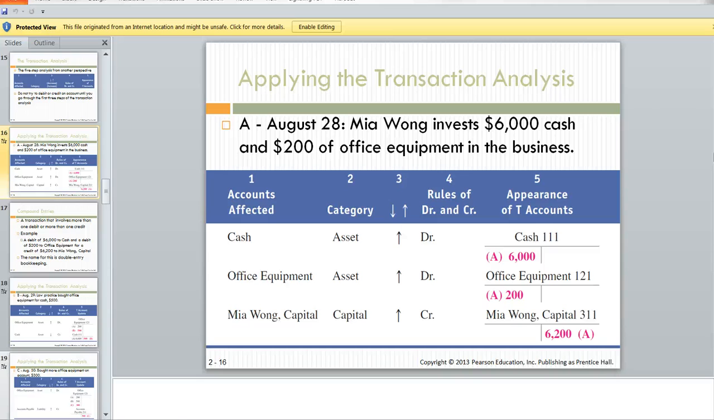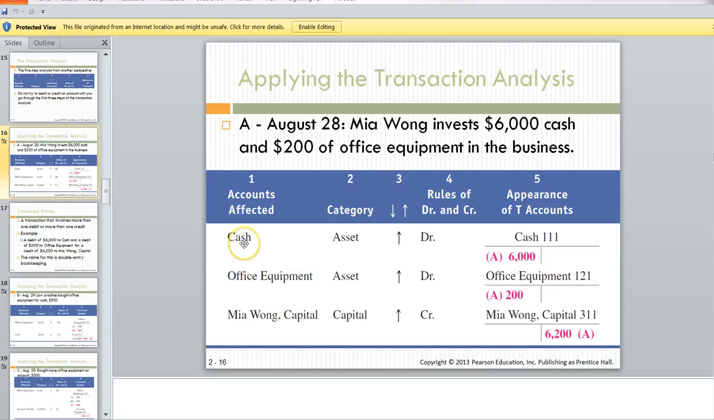Okay, guys, so we'll start off with Mia Wong here. The same transaction that was in the slideshow of Chapter 1 is now done in terms of debits and credits. That was Mia Wong. Remember that she invested $6,000 cash and $200 of office equipment in the business. Now, we're going to translate those pluses and minuses. You know you had a plus to cash and a plus to office equipment and a plus to capital.